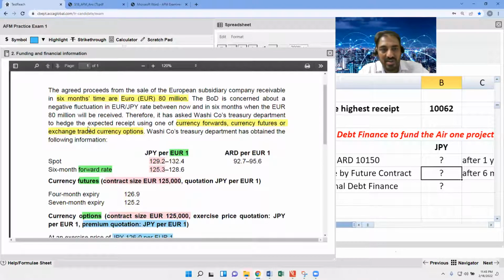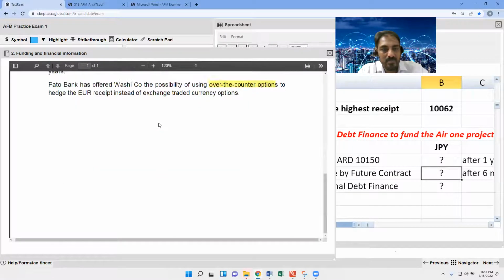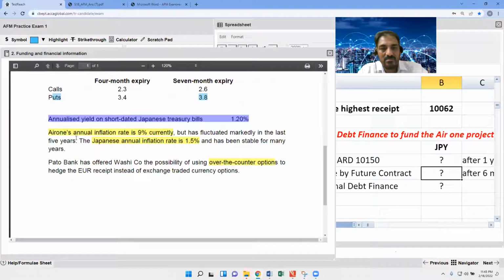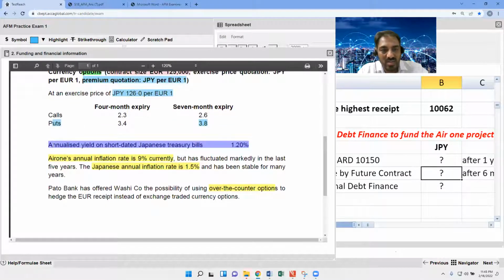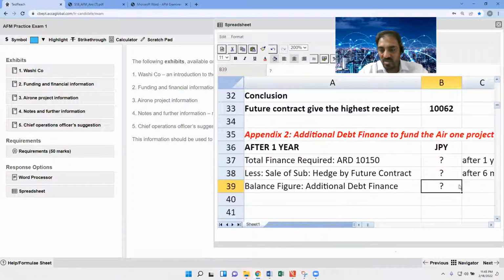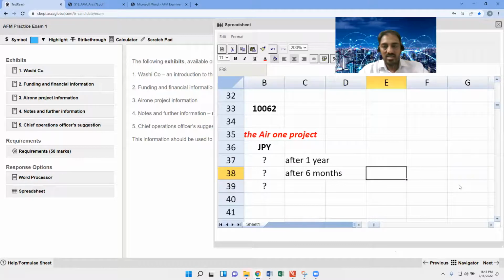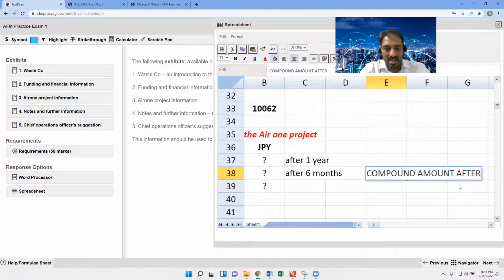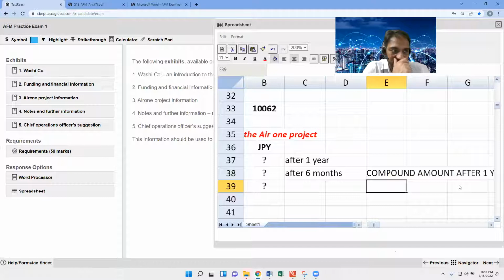The treasury department is asked to hedge this expected amount. And this is what is given about annualized short dated T-bills. So what we should do, a very basic point, is calculate the compound amount after 1 year. How to calculate?